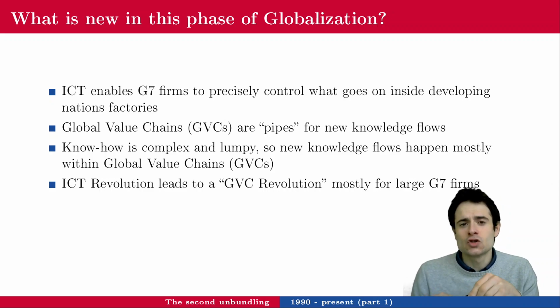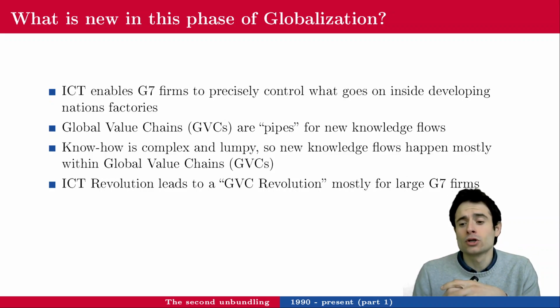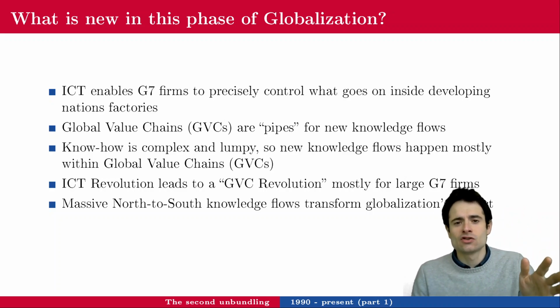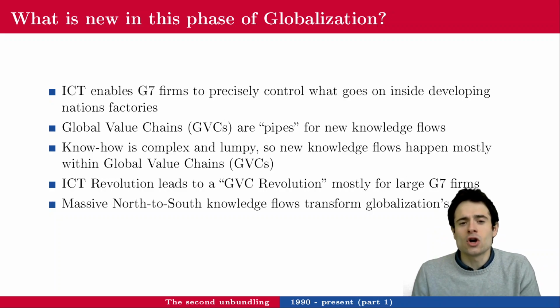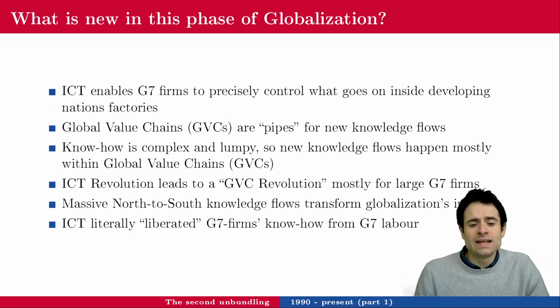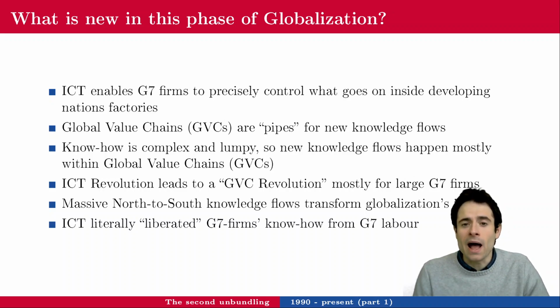So the ICT revolution leads to a global value chain revolution, mostly for large G7 firms who are having production partners all over the world. And because of that, there's going to be a massive north to south, or G7 to rest of the world, knowledge flows, which are going to transform globalization impact as opposed to the impact of globalization due to the first unbundling. ICTs literally liberated G7 firms' know-how from G7 labor. The same tasks can be done exactly the same way by non-G7 workers, so cheaper workers, cheaper labor force.